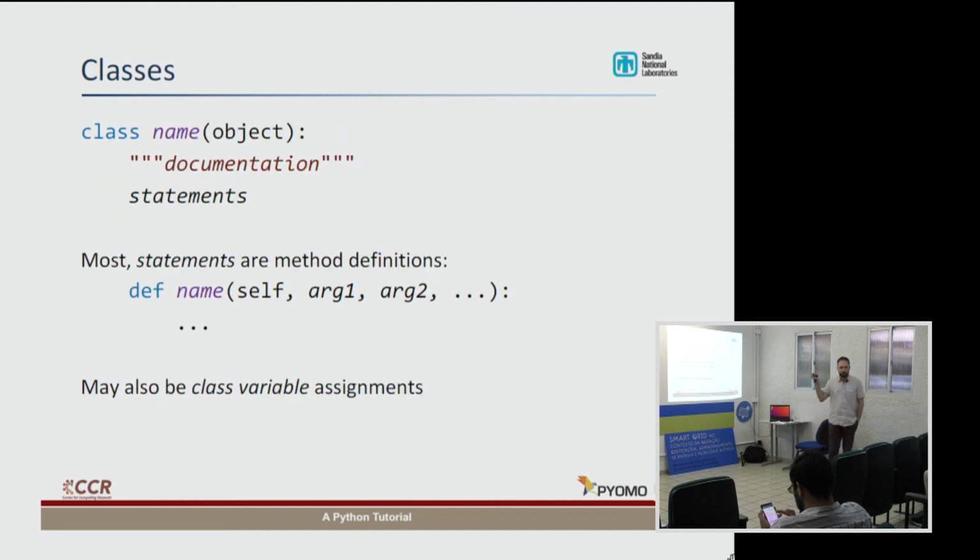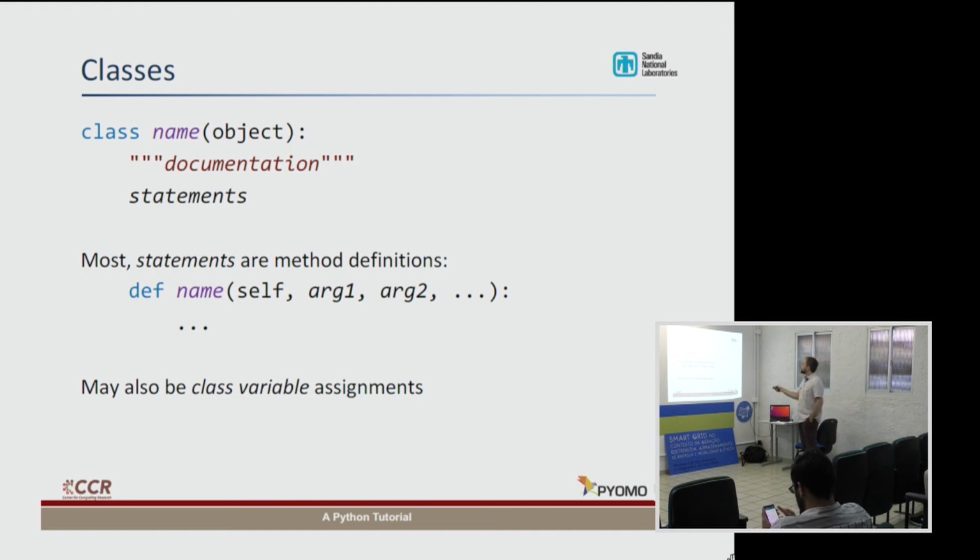Now we are looking at the classes. The classes, I guess you all have some informatics basis, so you know what it is. It's a definition of an object. So here is how it works. There is a class, which is a protected word in Python, then the name of the class, and the object, which means that it inherits from the object, which is the basic object of Python.